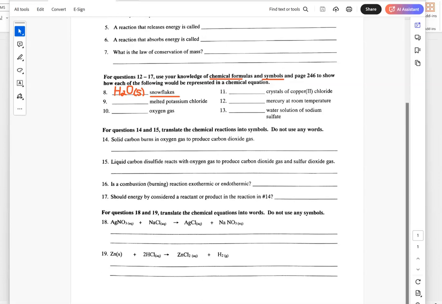All right, so I'm going to continue on here for those that just want to keep going. So potassium chloride. As soon as I see a name like that, I should be writing down the symbols and the charge. Potassium chloride, so that actually just cancels out. So that's going to be KCl. And it says melted, so I know that's going to be liquid.